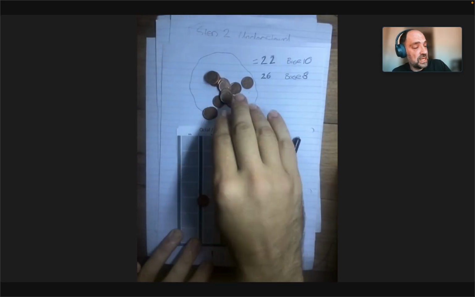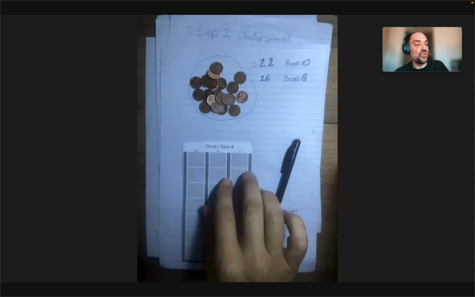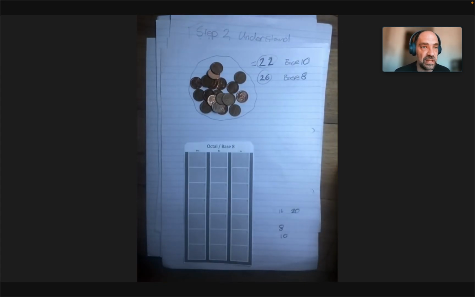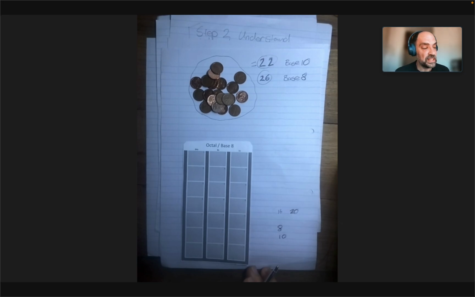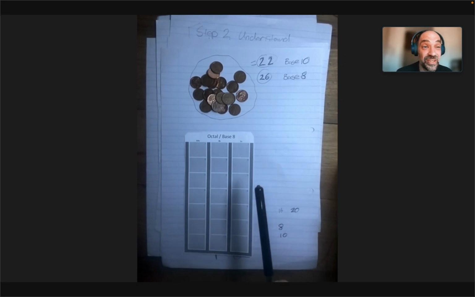That's what I want you to understand. The actual amount of coins hasn't changed at all. The only thing that changes is how we choose to represent them, depending on how many groups we put them in.